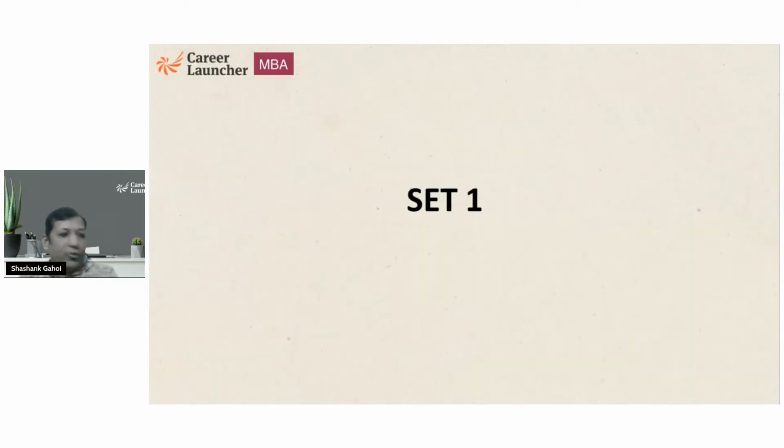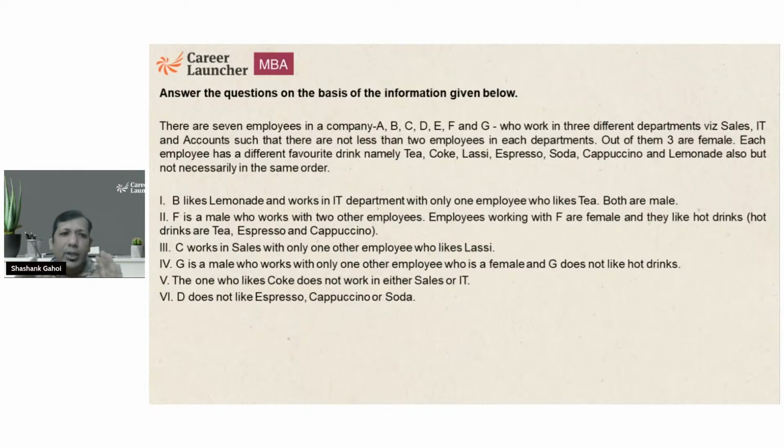So now let's move on to set number 1. So basically, in this set, there are 7 employees A, B, C, D, E, F, G, who work in 3 different departments: sales, IT, accounts. There are not less than 2 employees in each department. Out of 7 people, there are 3 females. Each employee has a different drink: tea, coke, lassi, espresso, soda, cappuccino, lemonade, but not necessarily in the same order. Usually a lot of information is given here.